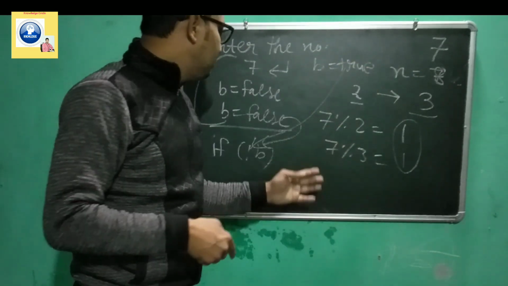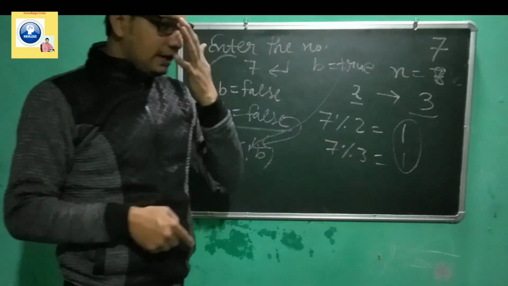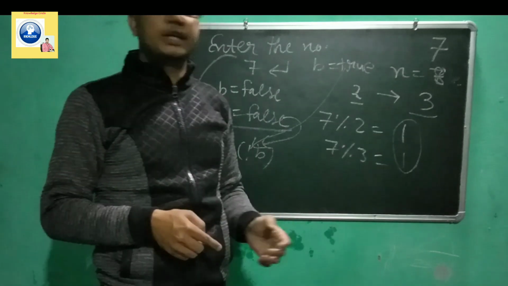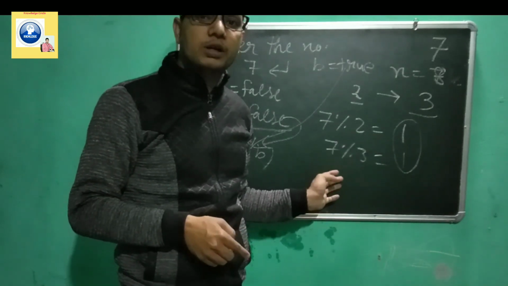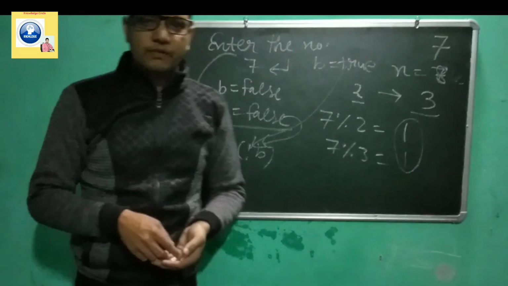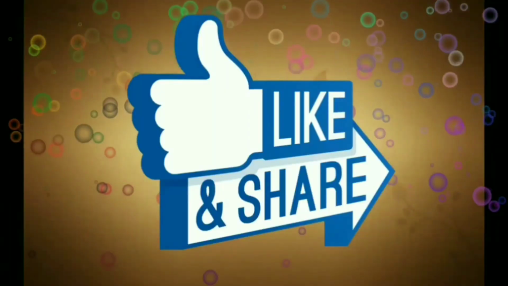So in this way we can do this program, and we can use a for loop for checking whether a number is prime or composite. So that's all we have for this program.